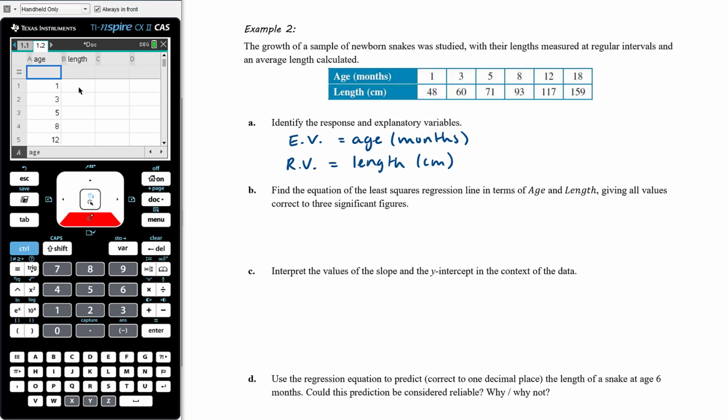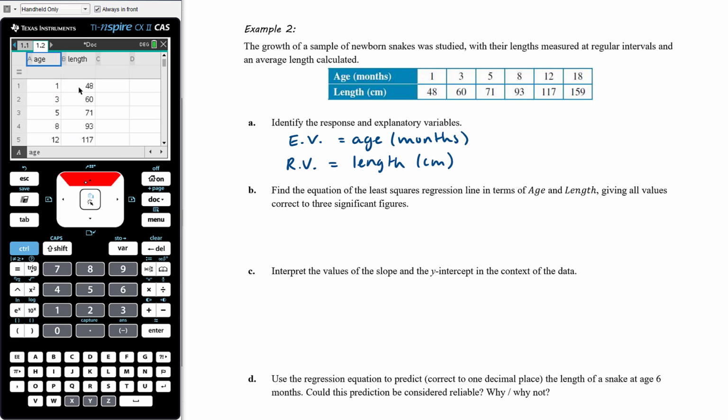Again, the errors you'll make in these questions will be in not taking care with your data entry, so really do take the time to put it in right. It will make life easier in the long run. 48, 60, 71, 93, 117, and 159. Okay, so there's our data set.